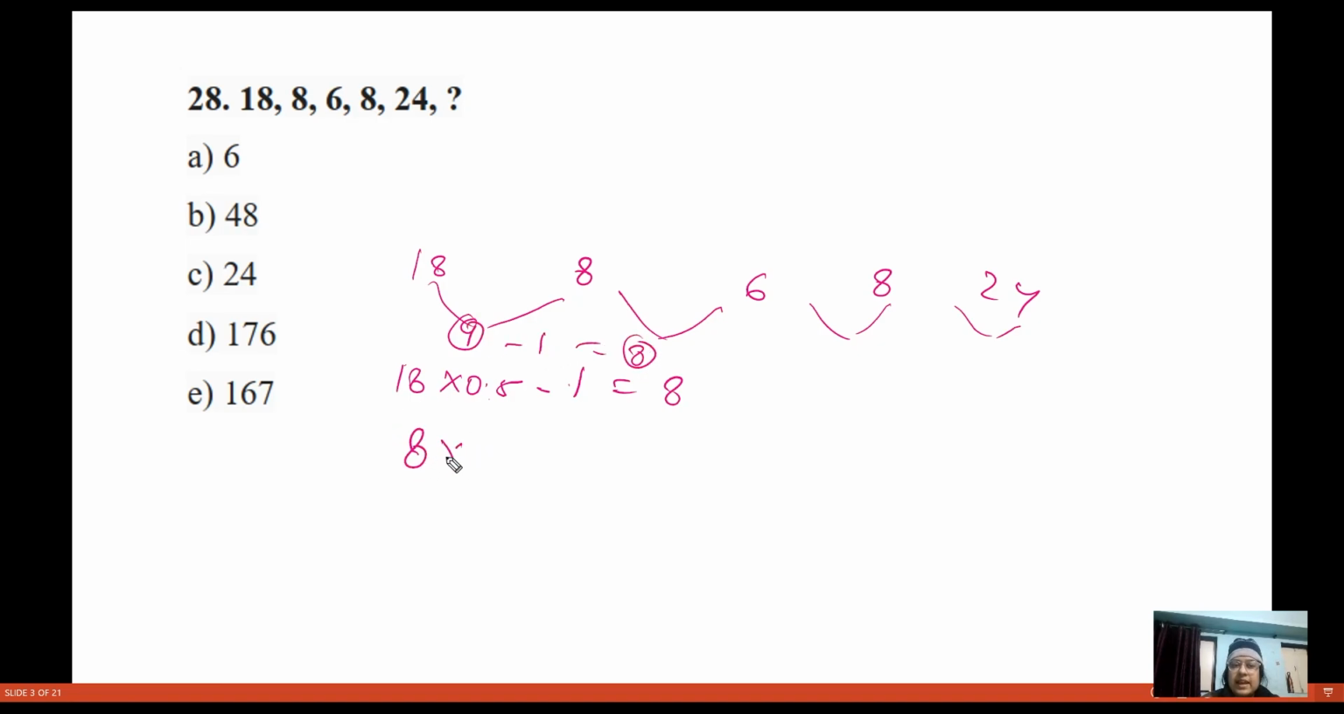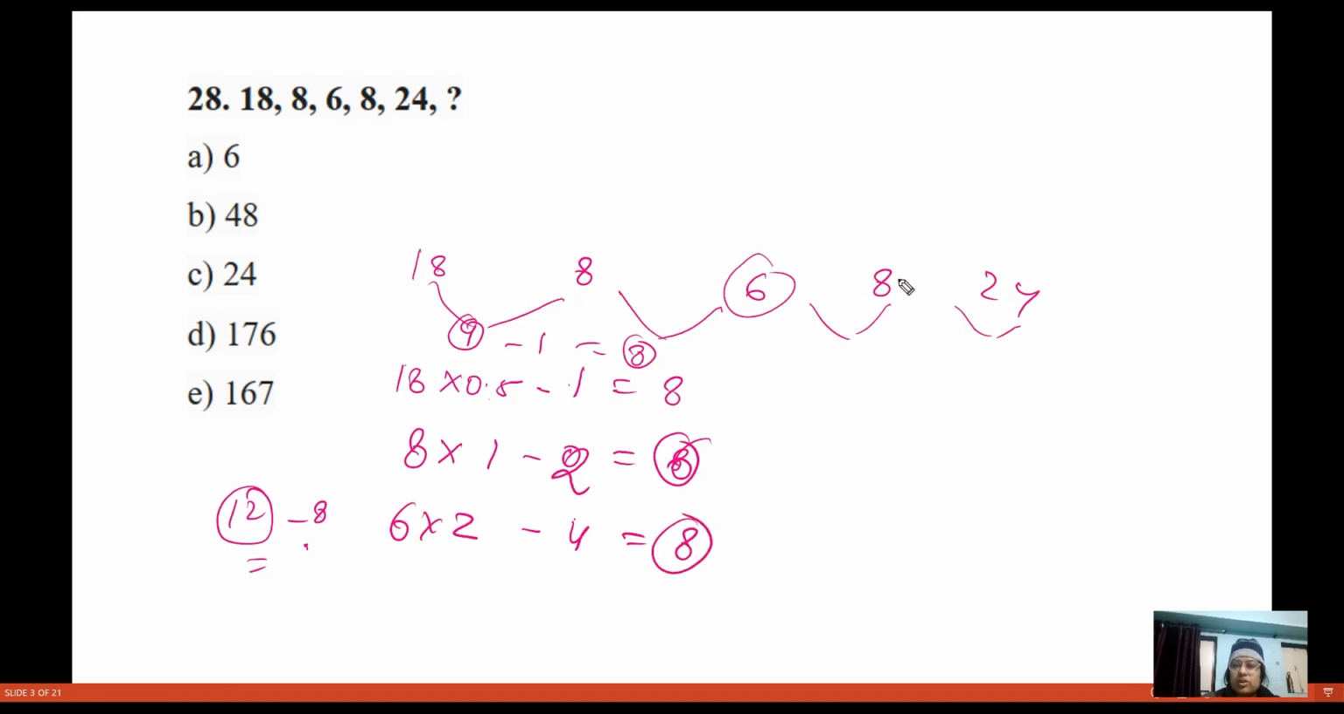Then we have 8 into 1 minus 0. Okay, 8 into 1 minus 0, we are getting 8. Sorry, this has to come 6, so minus 2, we are getting 6. Okay, then 6 into 2, that is 12. 12 minus, how much will we do? 12 minus 4 is 8, because we want to get 8.